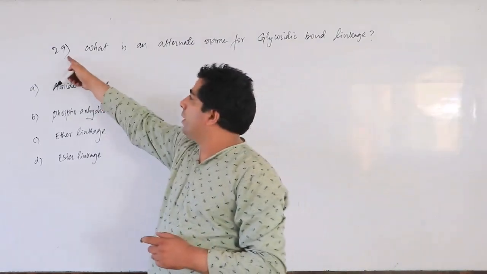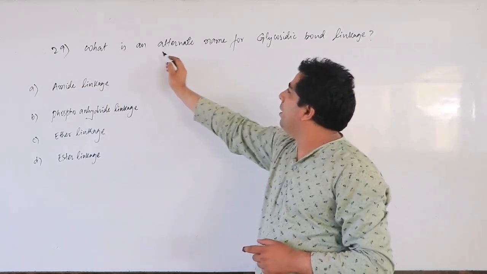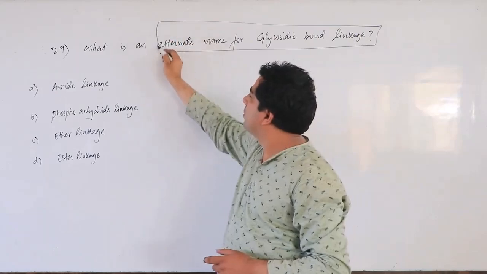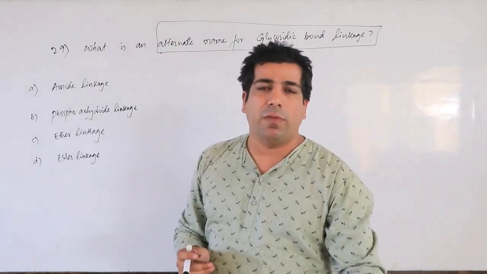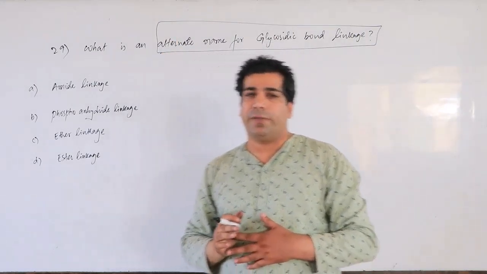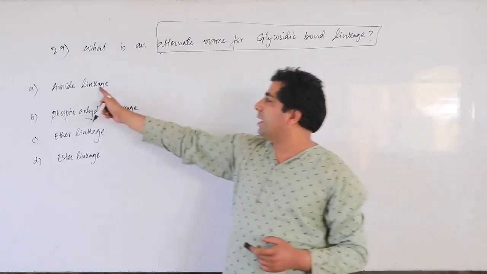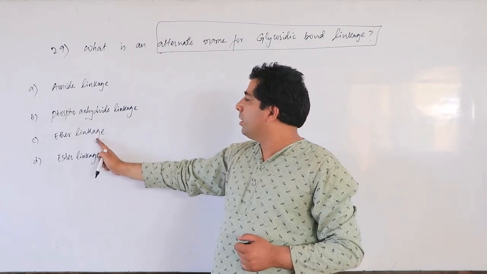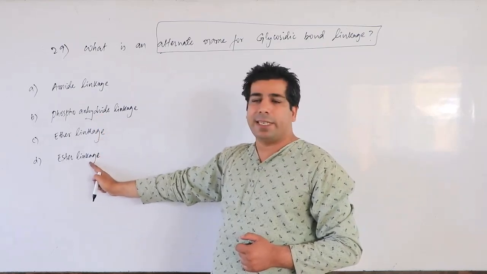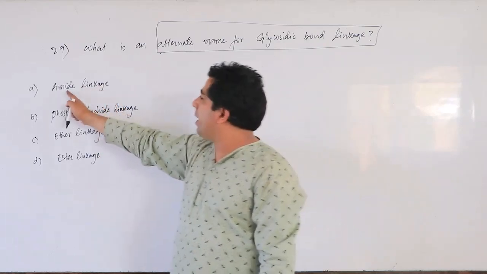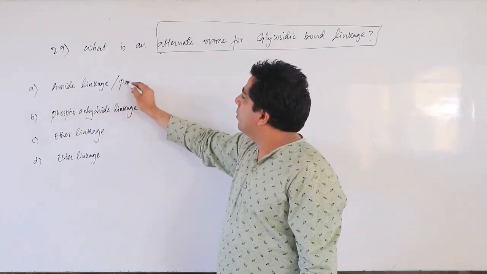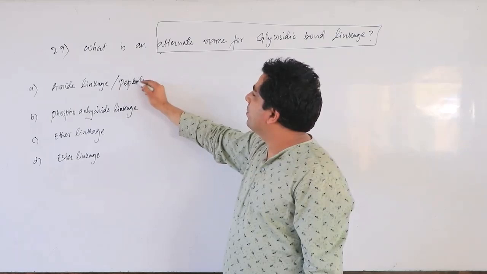So question number 29. What is an alternate name for glycosidic bond linkage? We have to find it out. So what is the another name of glycosidic bond linkage? My dear friends, have a look. Is it amide linkage, phosphoanhydride linkage, ether linkage, or ester linkage? If we look at the amide linkage, it is also known as peptide linkage.